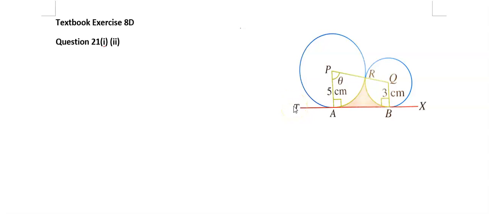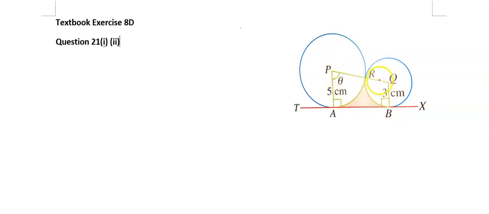In this question 21, we are supposed to find angle theta here, and we know that we have right angles here. Right angles, 90 degrees, is pi over 2 radians. It's stated in the question. They are basically saying that these lines AP and BQ are perpendicular to the horizontal TX. So now how do we find this angle theta here?